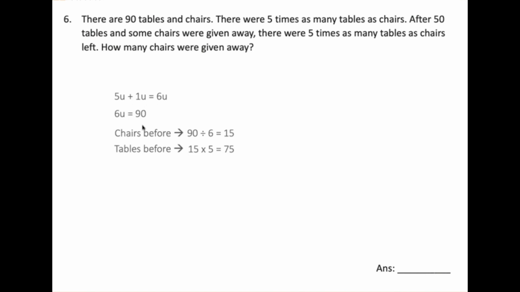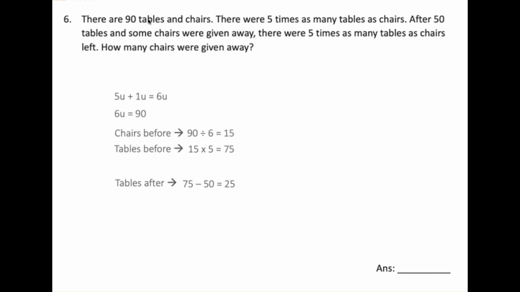So this is the split between the tables and chairs before the change. The change is 50 tables and some chairs were given away. Now we know 50 tables are given away. We know also that the tables before was 75. So tables in the end will be 75 minus 50, 25. Any question until here? So there are 25 tables in the end. Any question?